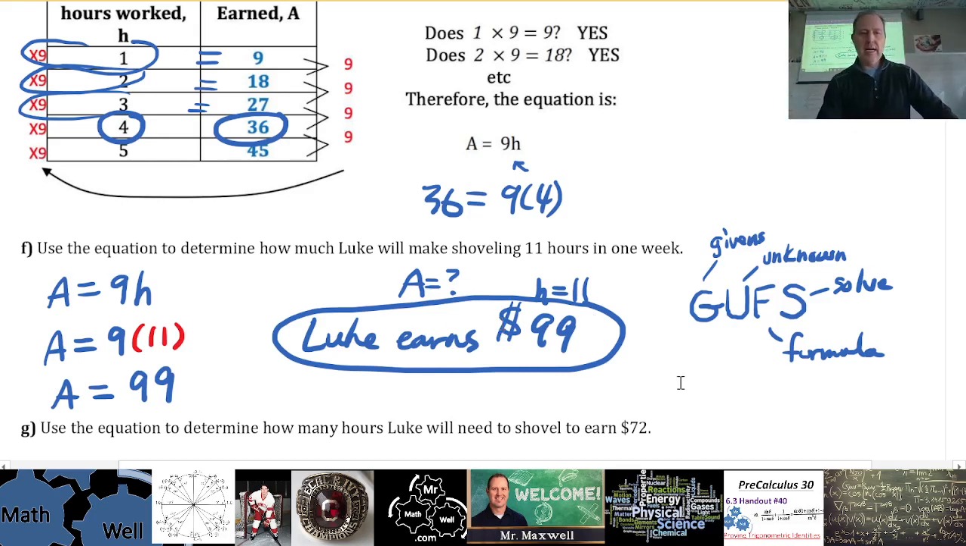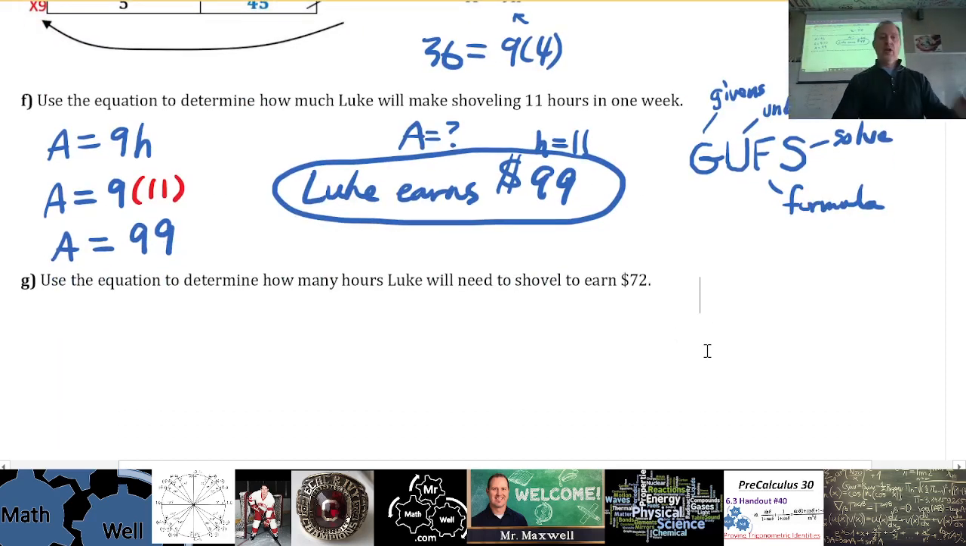All right, G, let's do G. Use the equation to determine how many hours Luke will need to shovel in order to earn 72. So here we go. You can answer all sorts of questions with this. You don't always have to solve for the dependent variable. You can now use the equation to solve for any unknown, any variable part. So what am I given? I'm given A equals 72.